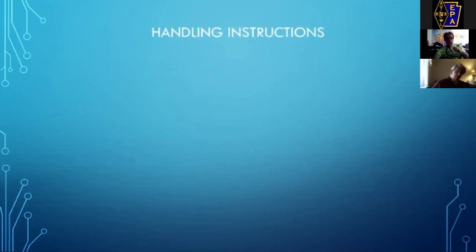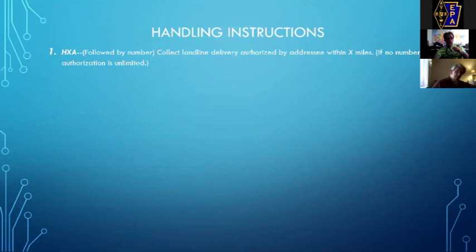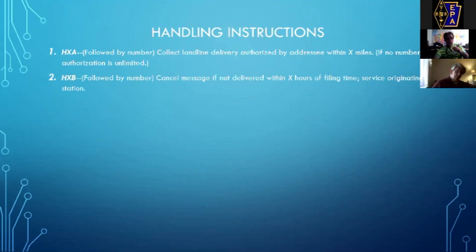Handling instructions quickly, HXA followed by a number is collect landline deliveries authorized by the addressee within X number of miles. If there's no number, then the authorization is unlimited. HXB is to cancel the message if it's not delivered within a specific amount of time. HXB is followed by a number. It's the number of hours. You want to send a service message back to the originating station.